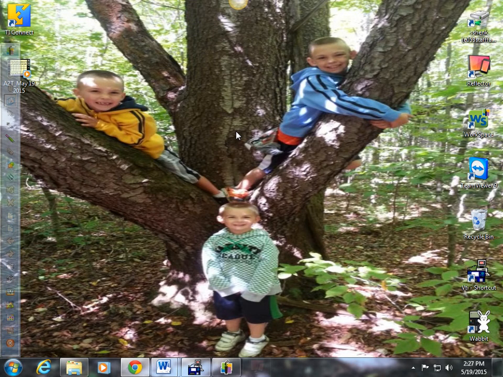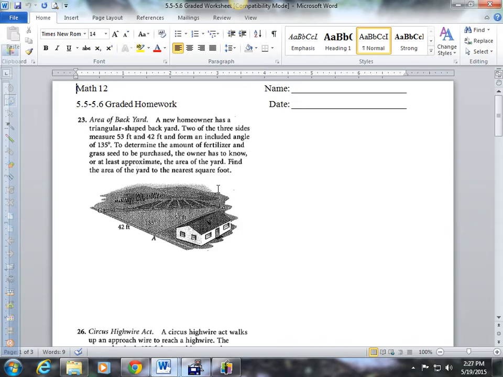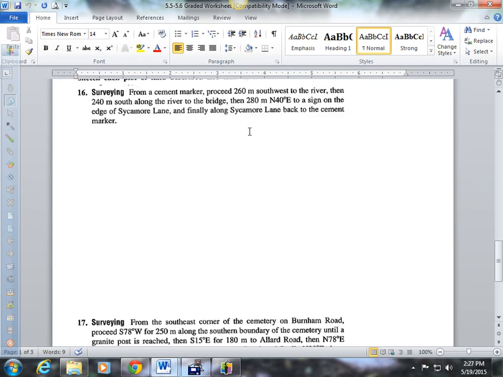Those two problems, like what we just saw, are 16 and 17, these two surveying problems. So 16 says, from a cement marker, proceed 260 meters southwest. What's southwest? Yeah, halfway south and halfway west, so it's 45 degrees, to the river. Then 240 meters south along the river to the bridge. Then 280 meters north 40 degrees east to a sign on the edge of Sycamore Lane. And then finally along Sycamore Lane back to the cement marker. So you'll want to map that out.